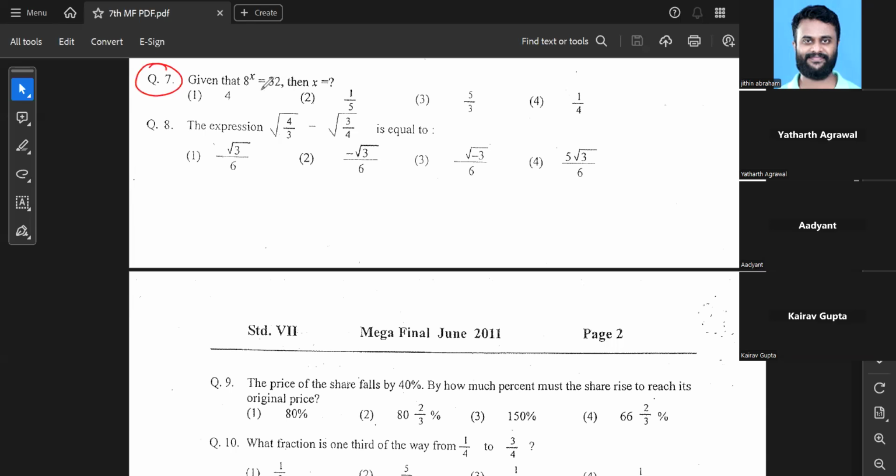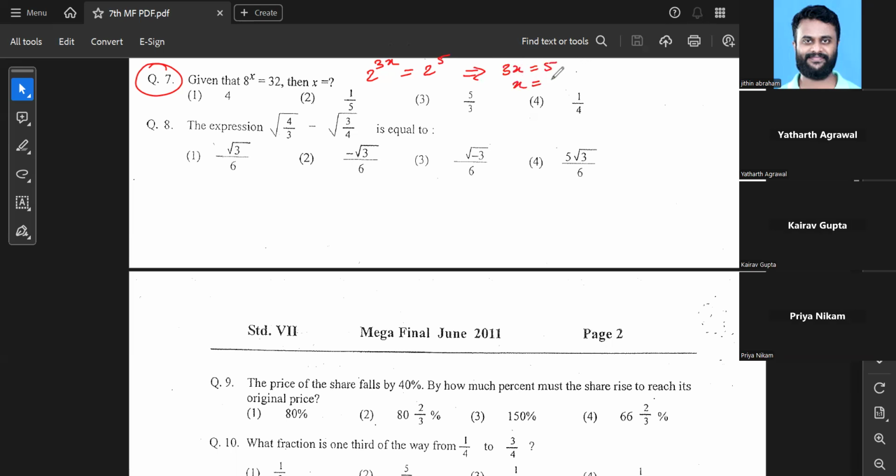Question number 7. Given that 8 raised to x is equal to 32, then x is equal to how much? Expressing 32 as 8 raised to something is not so easy. So instead, I'll express 8 as 2 raised to 3. So 8 raised to x becomes 2 raised to 3x, and 32 is 2 raised to 5. Now you can equate. So when you equate, you'll get 3x is equal to 5.